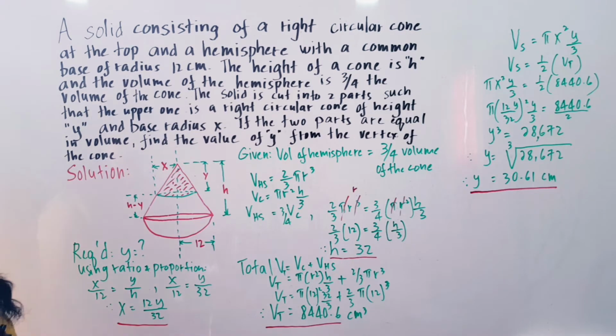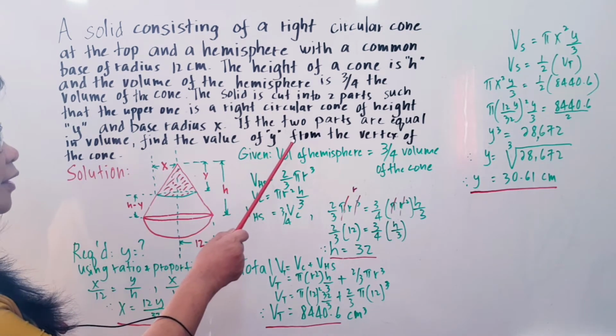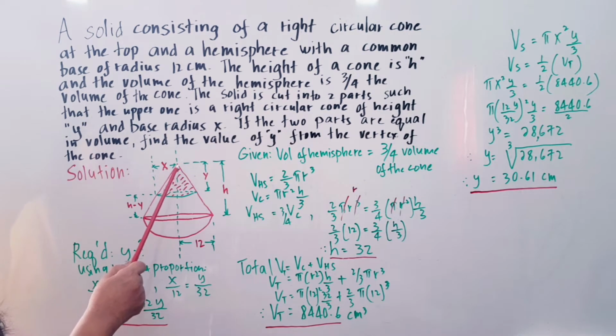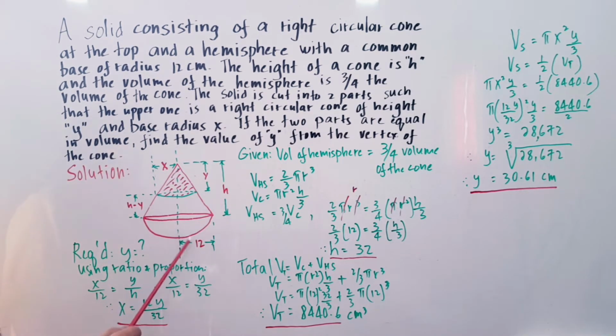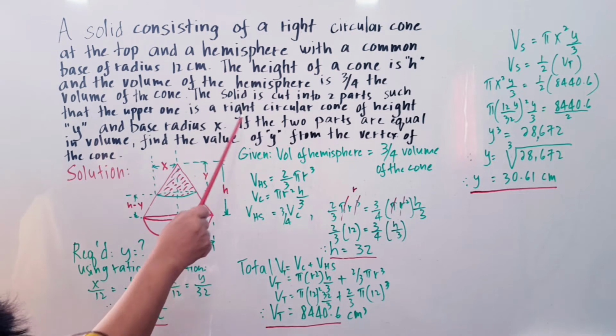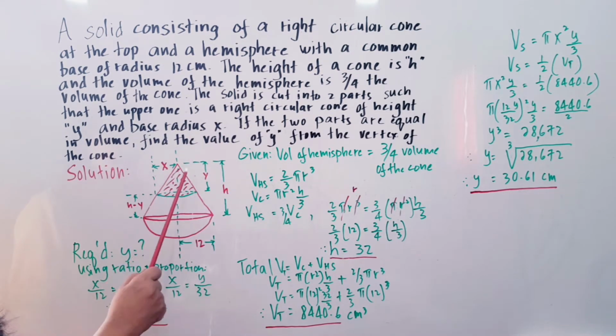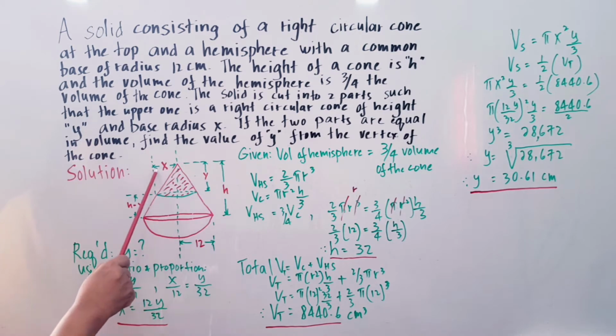Now, ang hinahanap dito is the value of y from the vertex of the cone. That means, ito kasi yung original cone with the attached hemisphere, meron siyang height na h, at saka ang radius niya is 12. Ngayon, ito yung rough sketch natin. Cut into two parts such that meron ditong maliit na right circular cone with a height of y and a radius of x.